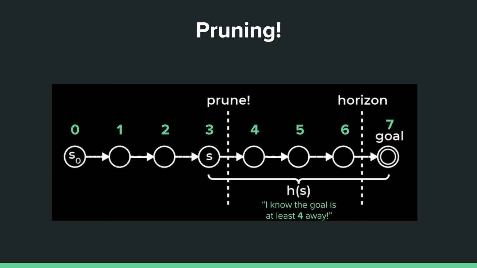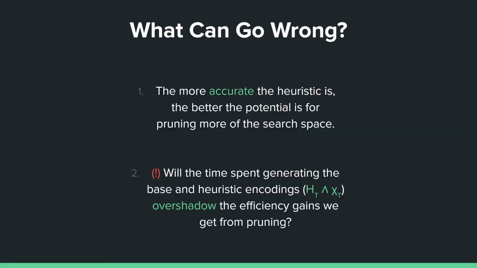Better yet, because this process is so incredibly fast, we can afford to do this every single time a new state is discovered by the search, cutting out a significant portion of the search space. Of course, there are 2 big variables at play here that can make or break this method. 1, the more accurate the heuristic is, the better the potential is for pruning more of the search space. 2, and this is a big factor, will the time spent generating the base and heuristic encodings overshadow the efficiency gains we get from pruning? This is one of the main questions that we try to get the answer to in our empirical study.